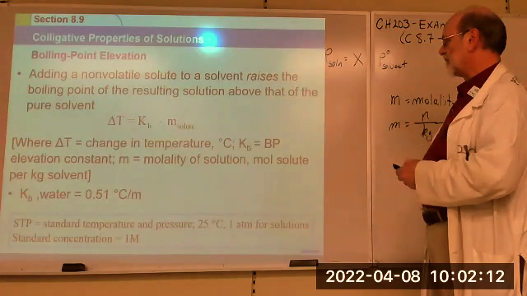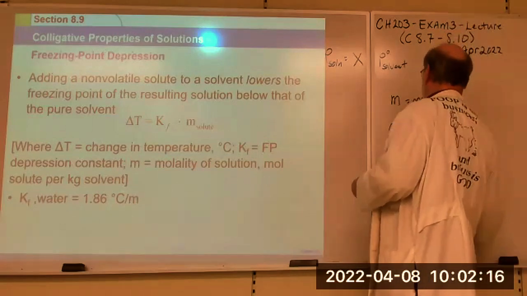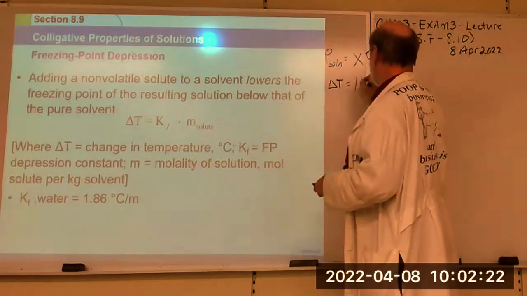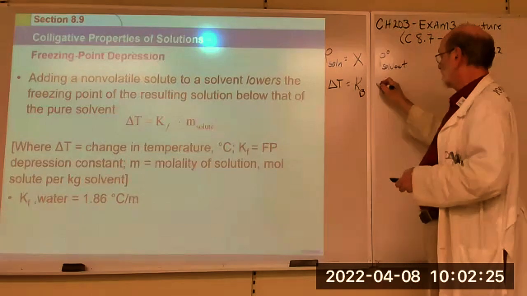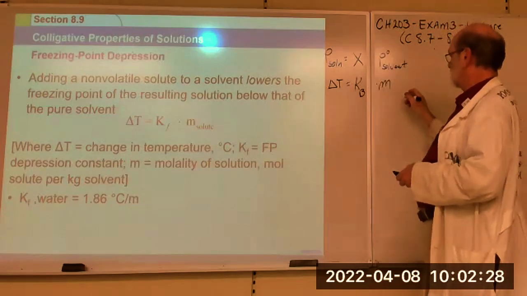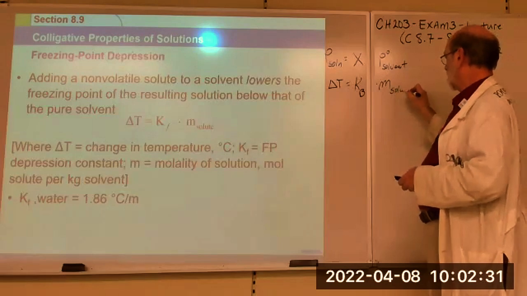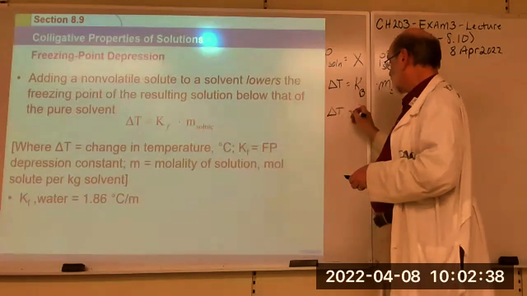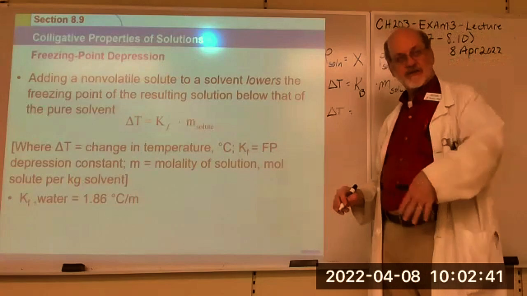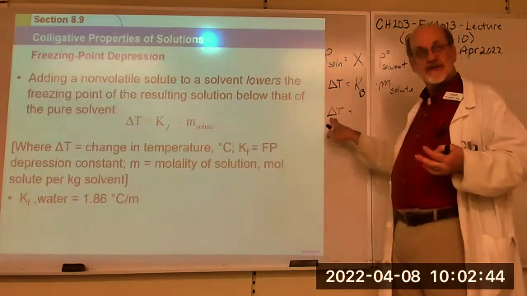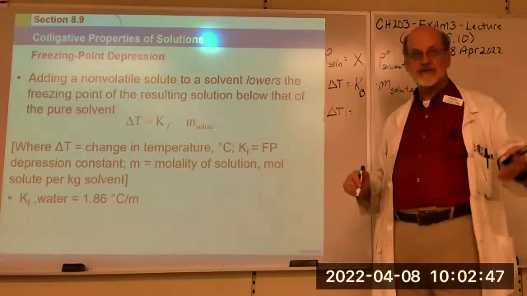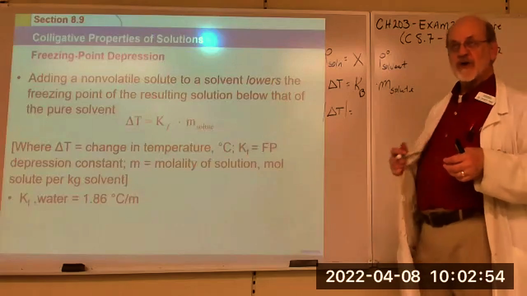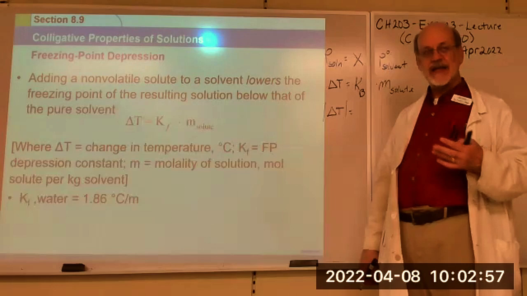Okay, let's see. All right, so we have this boiling point elevation. Change in temperature is K with our constant here times molality of the solute. Okay, freezing point depression is similar to that. It's a change in temperature, only now the temperature is depressed, but it's still an absolute value. We drop the negative sign. It's just the change in temperature. If the freezing point is depressed by 2 degrees Celsius, we don't say negative 2, we just say 2.